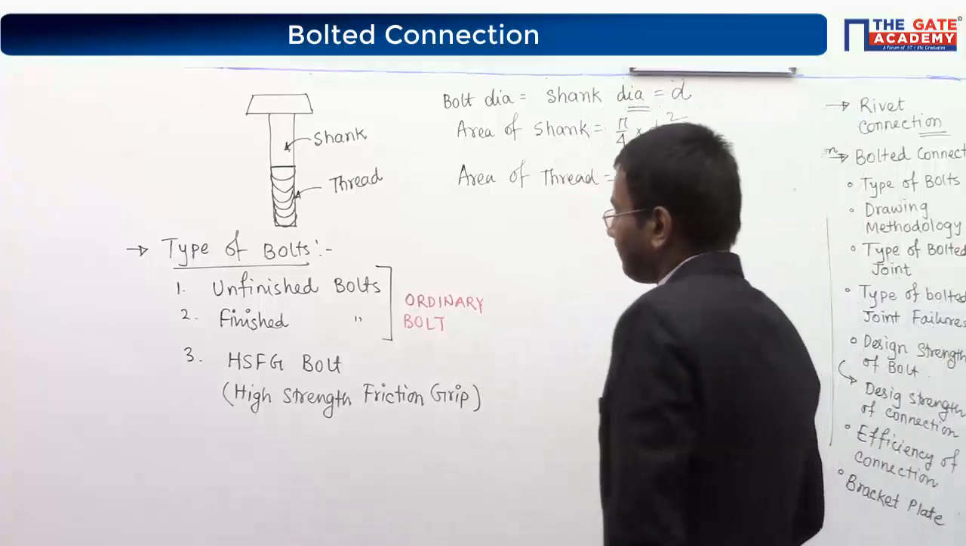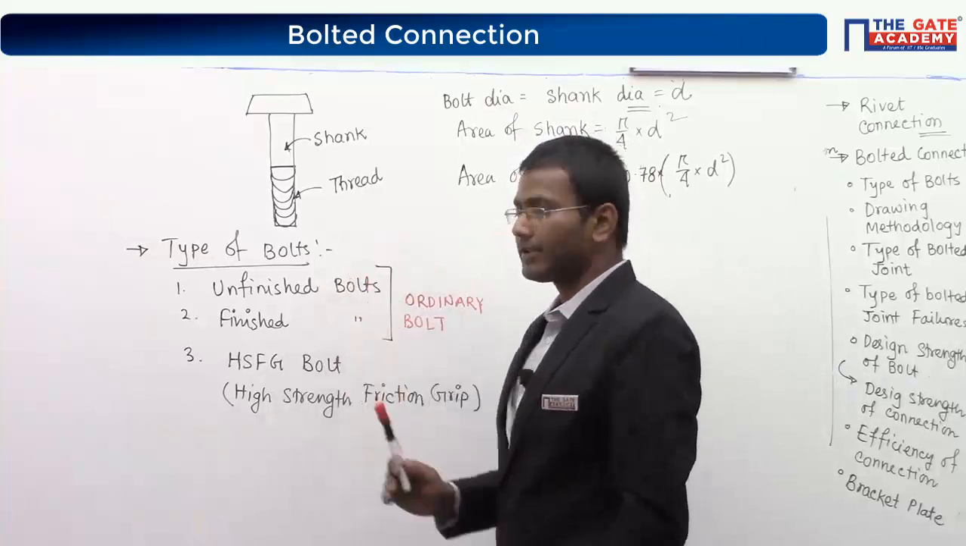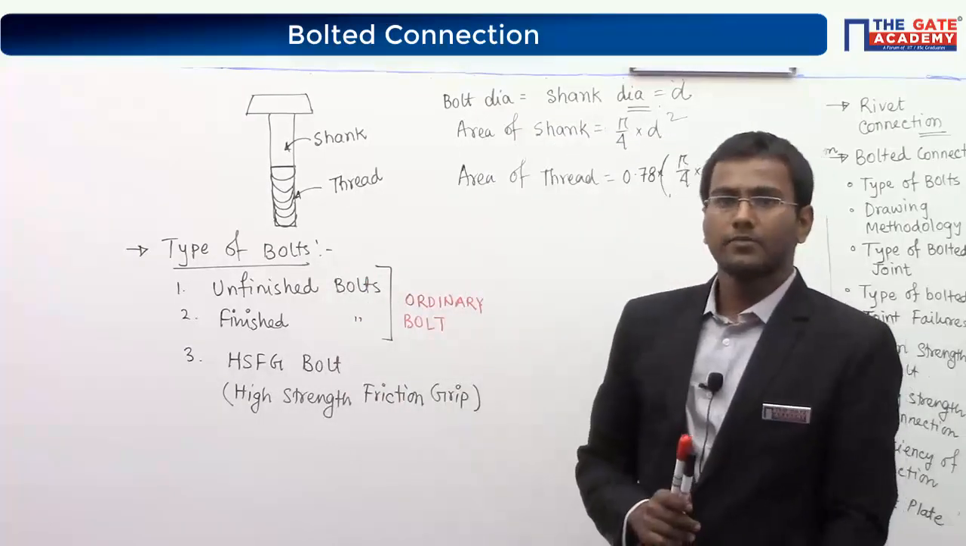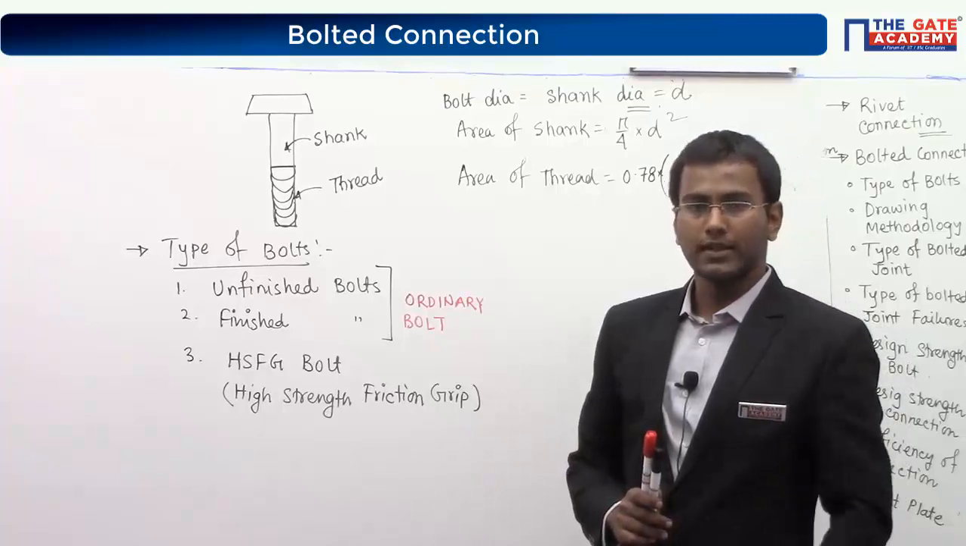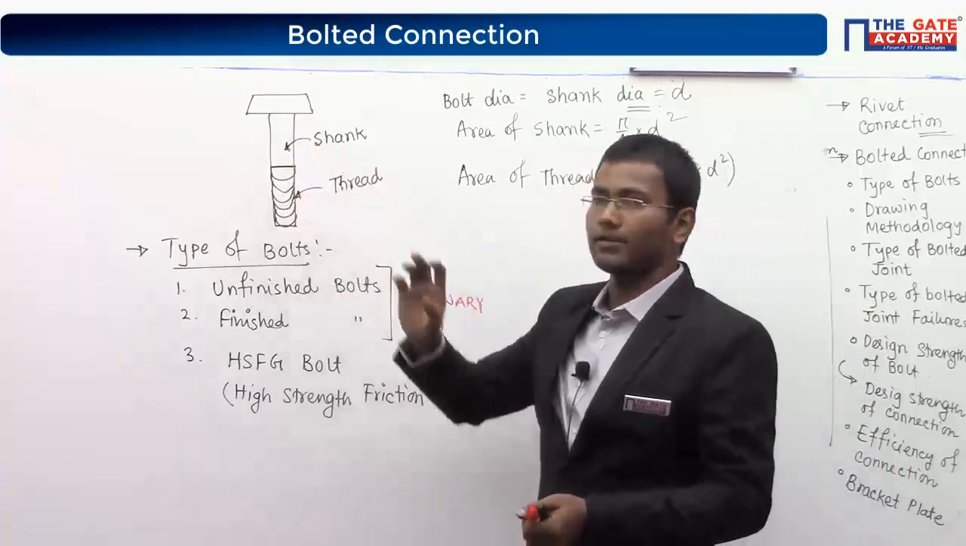Now, sir, what is the difference between finished and unfinished? The difference between finished bolt and unfinished bolt is the roughness in the shank part and the thread part.